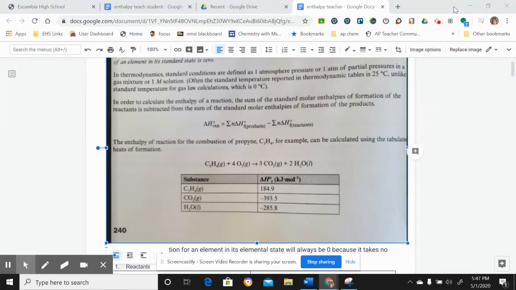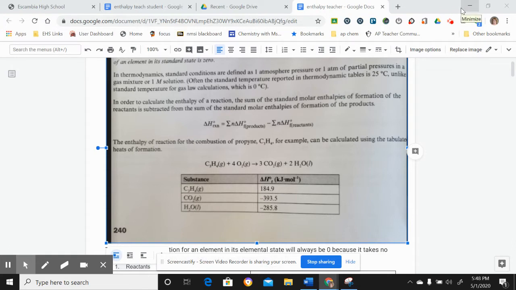Okay, today we're going to continue on with talking about delta H. And in this one, we're talking about the delta heat of reaction, so the enthalpy of reaction. There's two different equations we're going to be looking at. First of all is if we are given the total heat of reaction of the substance.